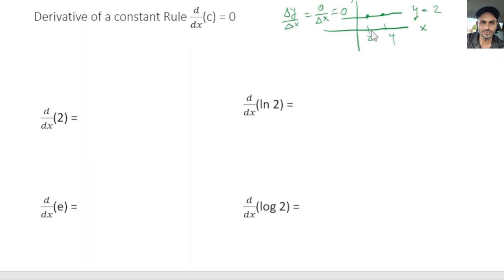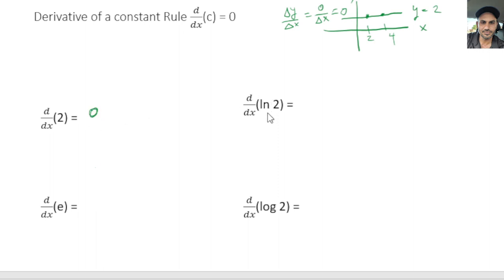So if we take a derivative of something like this, where there's no change happening in the Y direction, it's going to be 0. So that's why the derivative of a constant is always 0. Let's take a look at this. We have a derivative d over dx of 2. So 2 is a constant and this is 0.